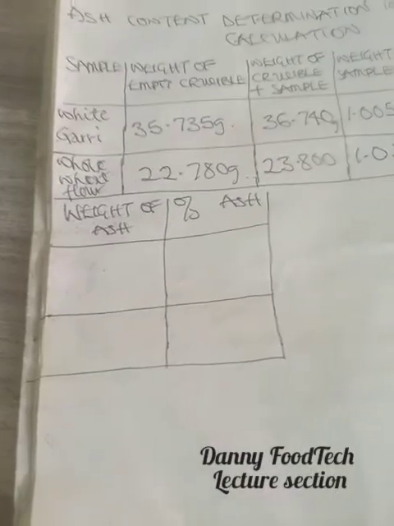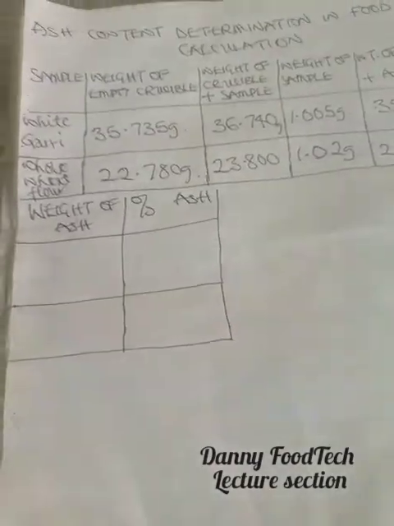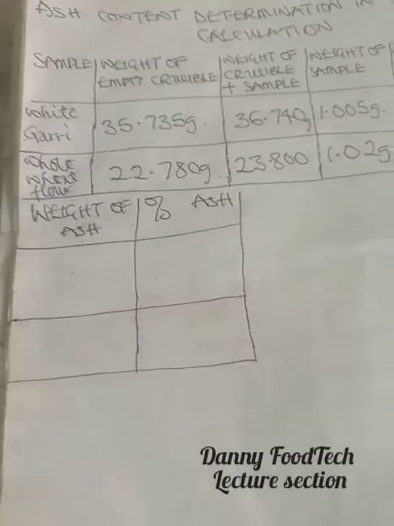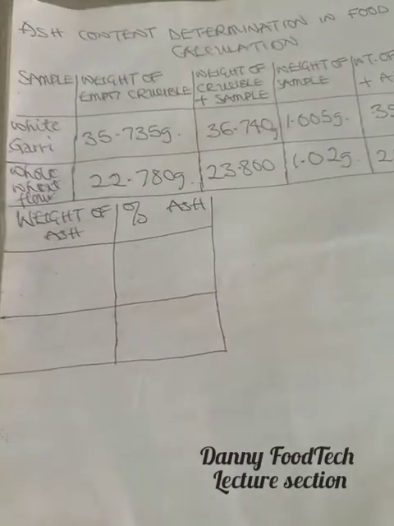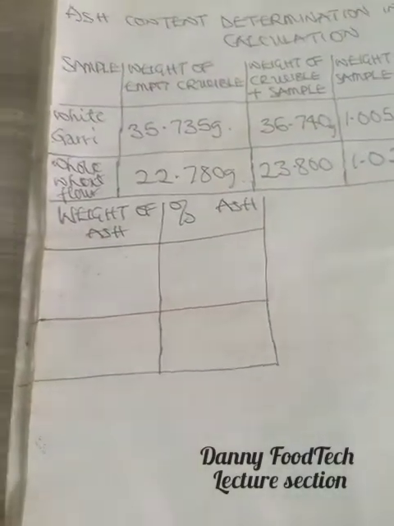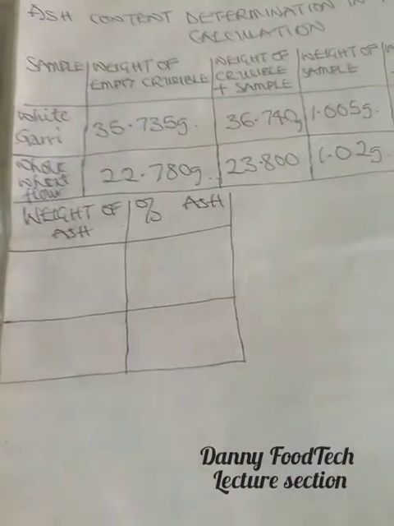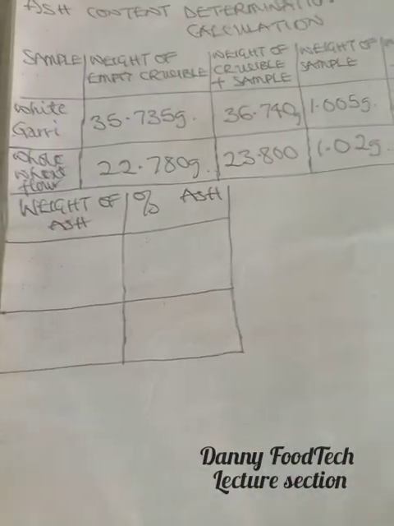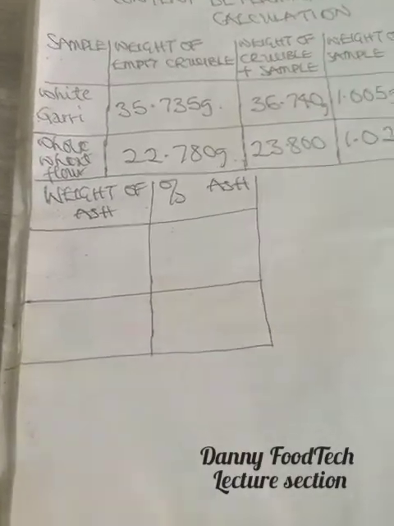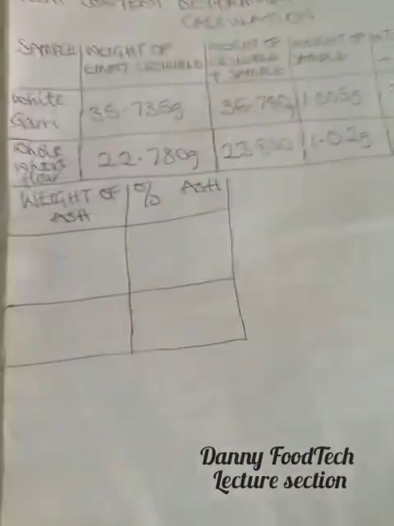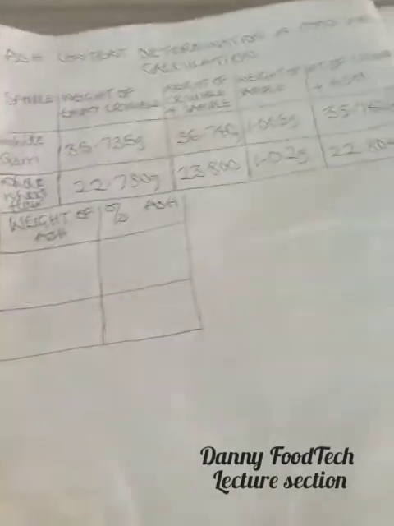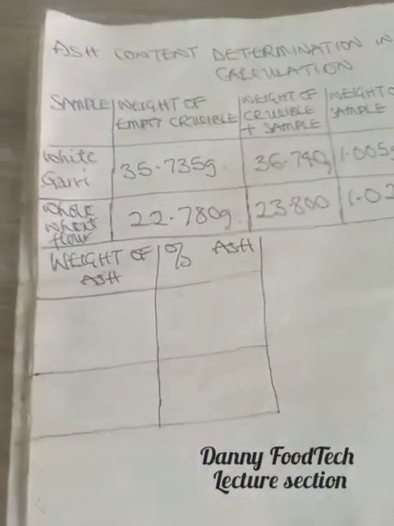You have to time yourself. After the 1 hour, that is the proper ashing. You want to ash the sample that was decarbonized, so you leave it in the muffle furnace for 1 hour at 550 degrees temperature. Then immediately when it is 1 hour, you remove it and put it in the desiccator.